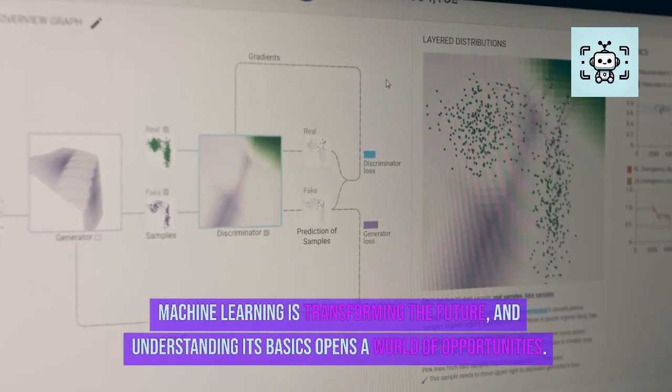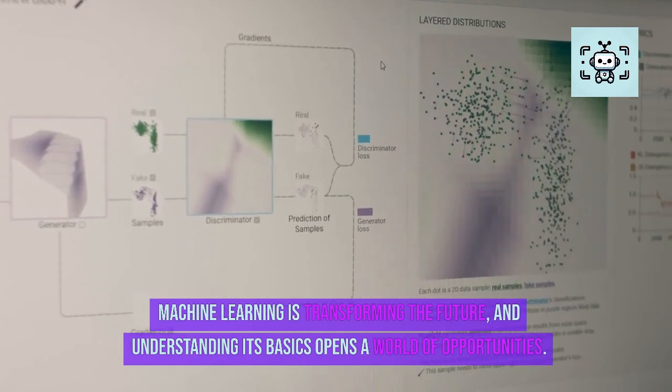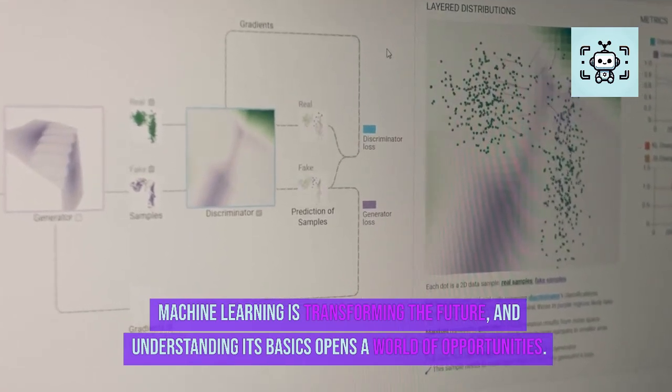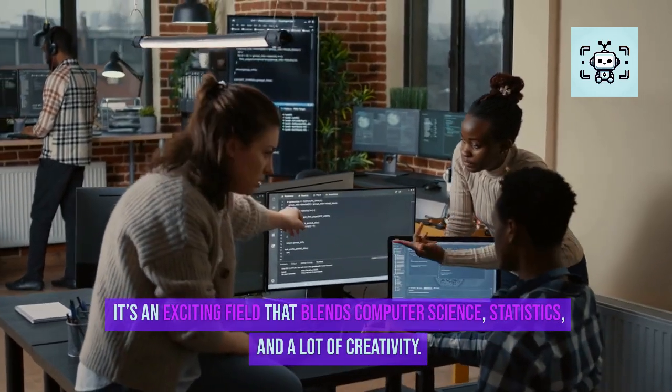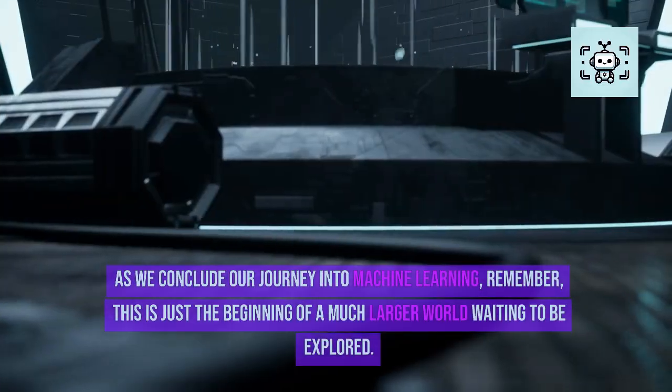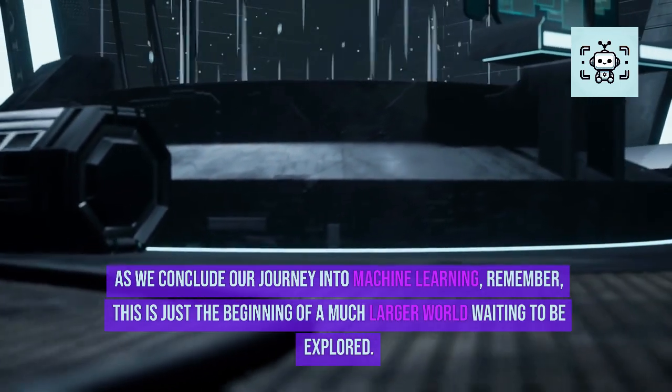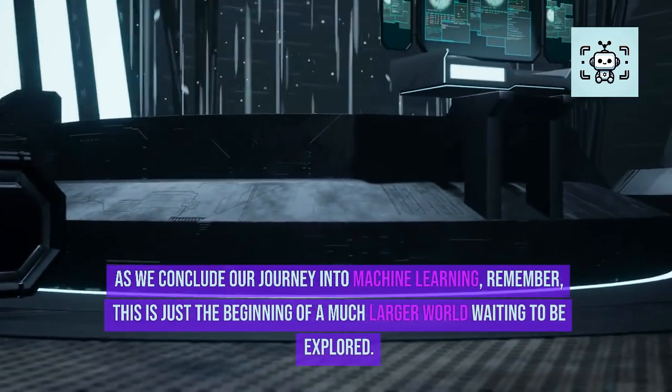Machine learning is transforming the future, and understanding its basics opens a world of opportunities. It's an exciting field that blends computer science, statistics, and a lot of creativity. As we conclude our journey into machine learning, remember, this is just the beginning of a much larger world waiting to be explored.